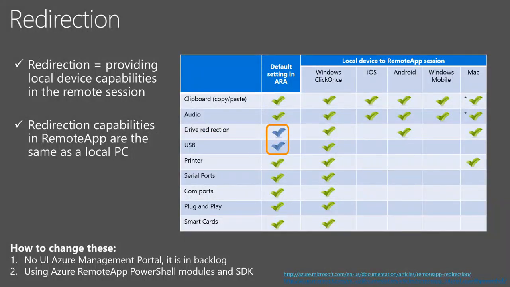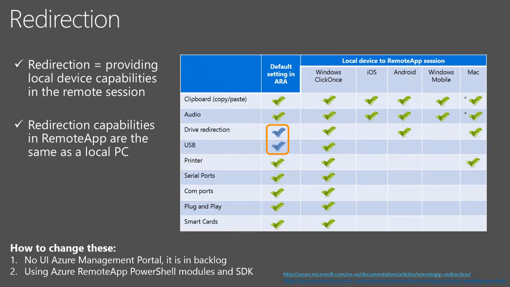Redirection. Redirection is a terminology that we use where my local device options are made available to the remote app. Some of those that are available are copy-paste. So if I have Word open locally, I can copy between one and the other, and also from my remote apps back to local. There's a whole bunch of other ones: audio, printer, serial ports. You can see which ones are enabled by default.